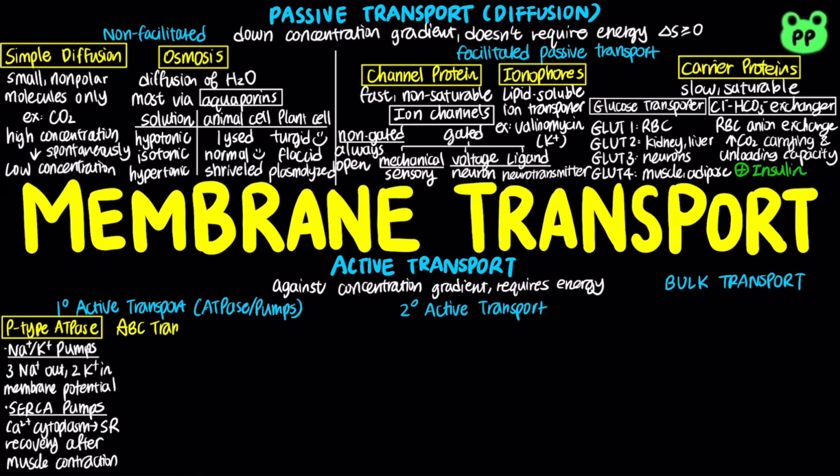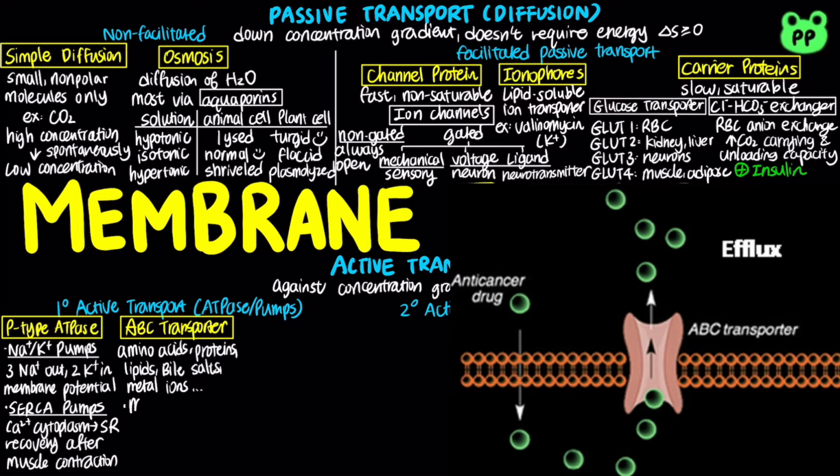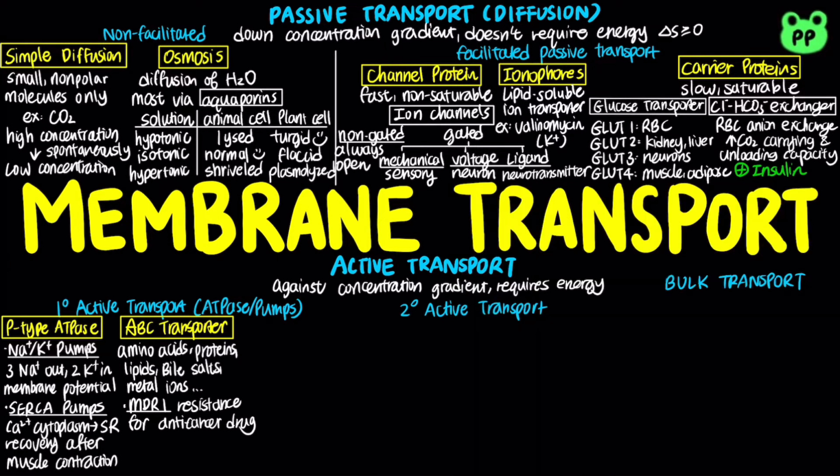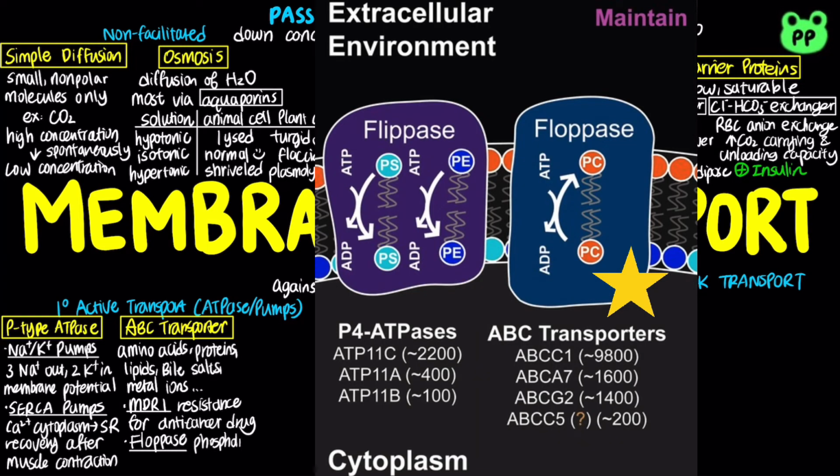The ABC transporter, which stands for ATP binding cassette transporter, pumps amino acids, peptides, proteins, metal ions, and various organic compounds out of the cells against their concentration gradients. An example would be the multidrug resistance transporter 1, abbreviated as MDR1, which is responsible for the resistance of certain tumors against some effective anti-tumor drugs. Another example of ABC transporters are flippases, that facilitate transbilayer transport of phospholipids from the interior to the exterior side.